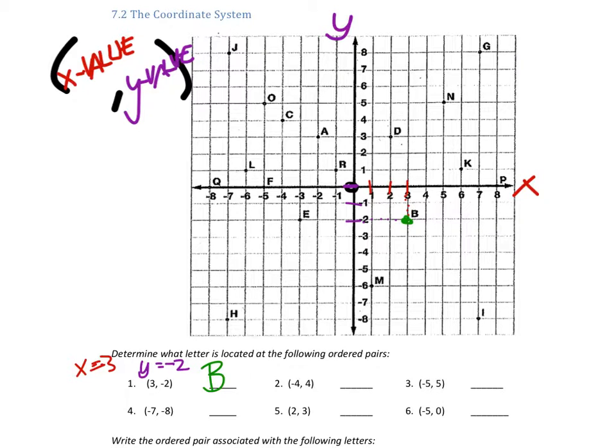So this next one, we have the x value here is negative 4. So again, I've got to find negative 4 on my x-axis, which is right here. And then my y value is 4, which is up here. So it looks like these two meet at C. There's the second one there.